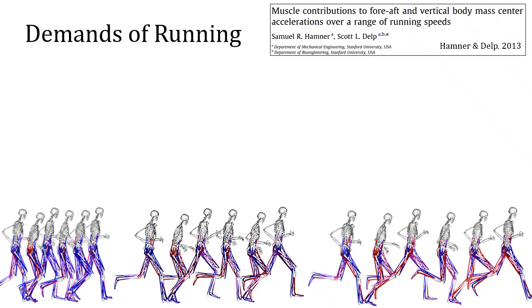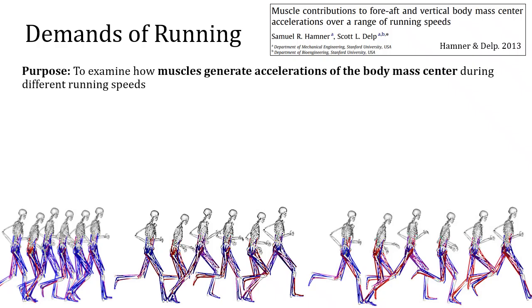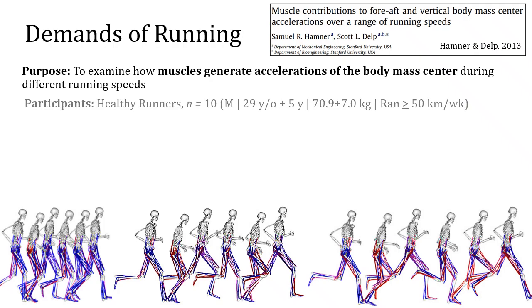So the second seminal article is by Hamner and Scott Delp, and they looked at the muscle contributions to fore, aft, and vertical body mass center accelerations over a range of running speeds in 2013. Again, slightly dated, but given how rigorous and influential their work was, it has still stood the test of time. The purpose was to examine how muscles generate acceleration of the body center of mass. Again, they had a cohort comparable to the Dorn article.